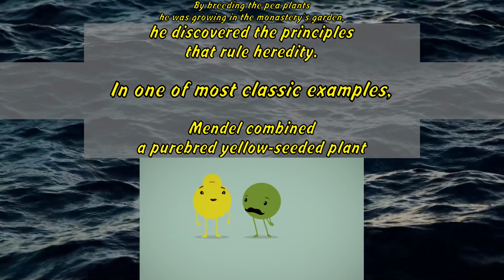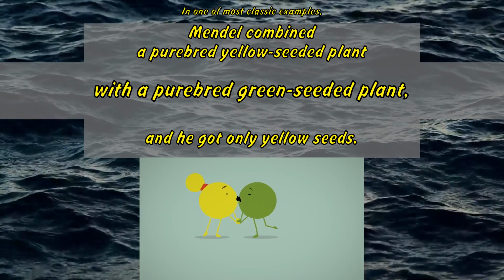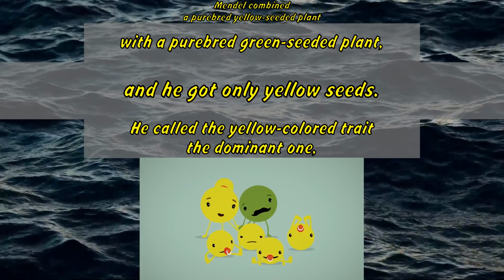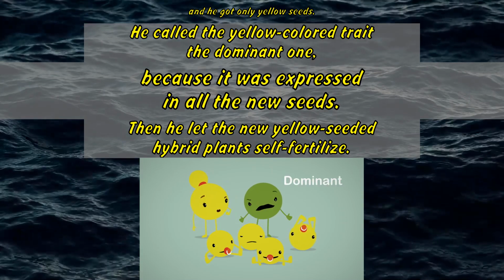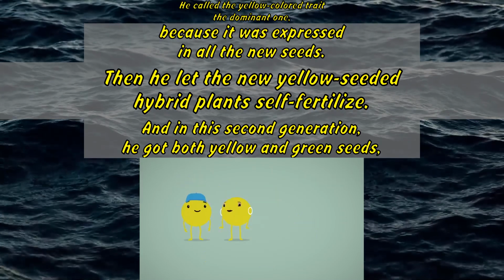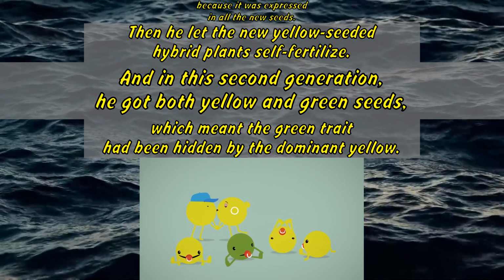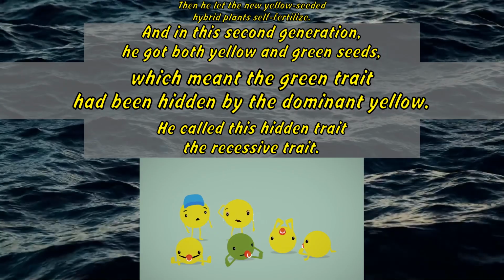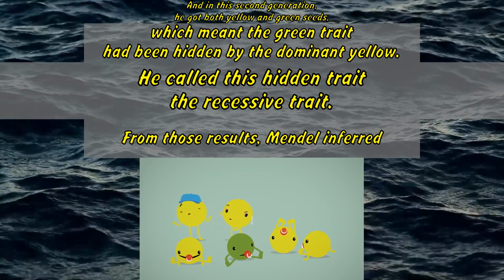In one of the most classic examples, Mendel combined a purebred yellow-seeded plant with a purebred green-seeded plant, and he got only yellow seeds. He called the yellow color trait the dominant one, because it was expressed in all the new seeds. Then he let the new yellow-seeded hybrid plants self-fertilize, and in this second generation he got both yellow and green seeds, which meant that the green trait had been hidden by the dominant yellow. He called this hidden trait the recessive trait.